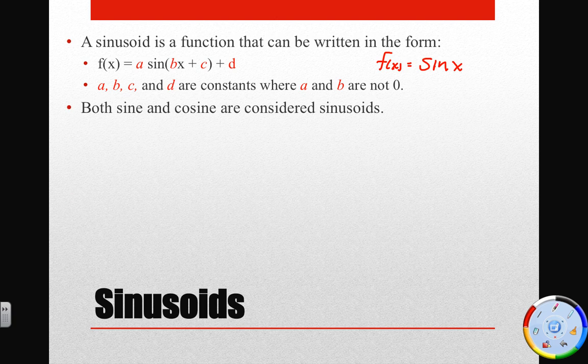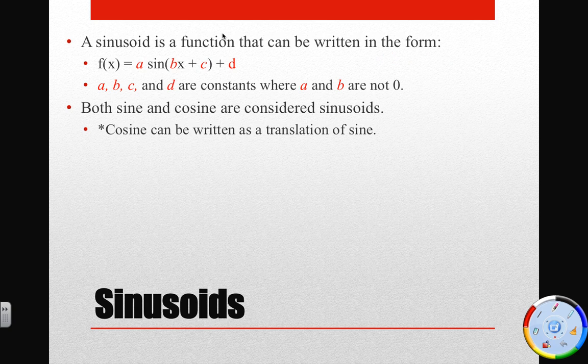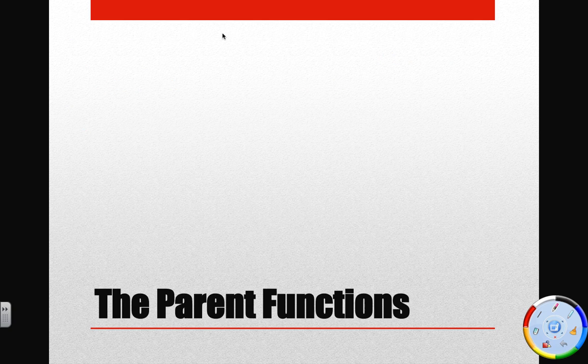As we'll see in a little while, sine and cosine are both considered sinusoids because they're basically the same graph, only a cosine is kind of a translation. It's shifted left or right from sine. So let's start with the parent functions. The parent function, first of all, is either sine of x or cosine of x.